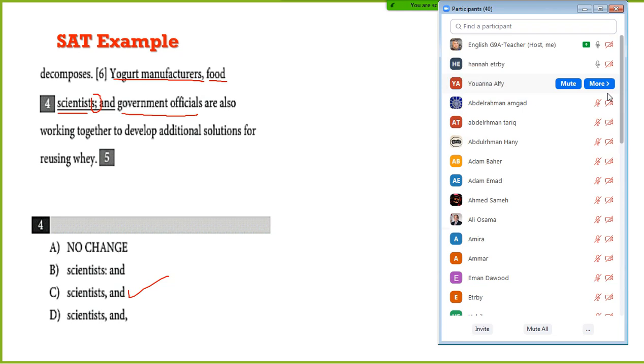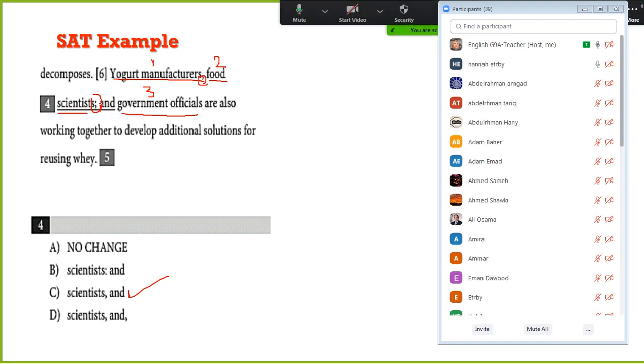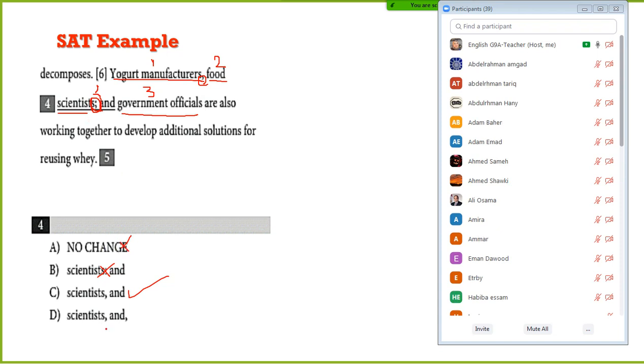We must put a comma because they are a list of things. Yes, I have a list of things. I have yogurt manufacturers, this is number 1. The second thing, food scientists, this is number 2. Government officials, this is number 3. So three things. I separate them with a comma. Then before the last one, we put a comma followed by "and". So it's supposed to be comma and. So this is wrong. I can't put a semicolon, not accepted. No change is wrong. And here this is wrong because putting a comma after the "and" is a misuse of punctuation.